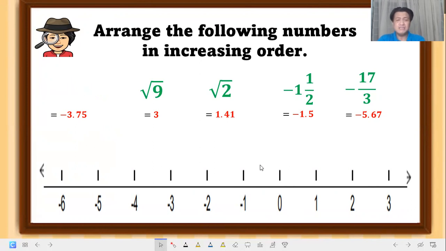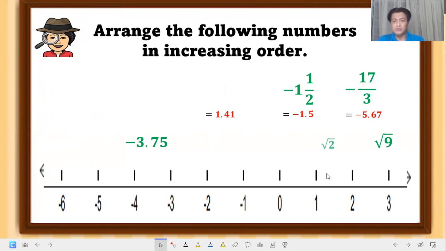Okay. And we are going to plot, or saan ba makikita dyan? Di ba? Ibig sabihin yan, yung negative 3.75 na to, ilalagay natin siya dito. Okay, nakadecimal na siya. Okay, and then what about the square root of 9? Di ba, square root of 9 is 3. Ibig sabihin nandito siya. So dito natin ilalagay yung ating square root of 9. And square root of 2, di ba, 1.41 yan, nandito siya, di ba? So ibig sabihin niya, nandito yung ating square root of 2.